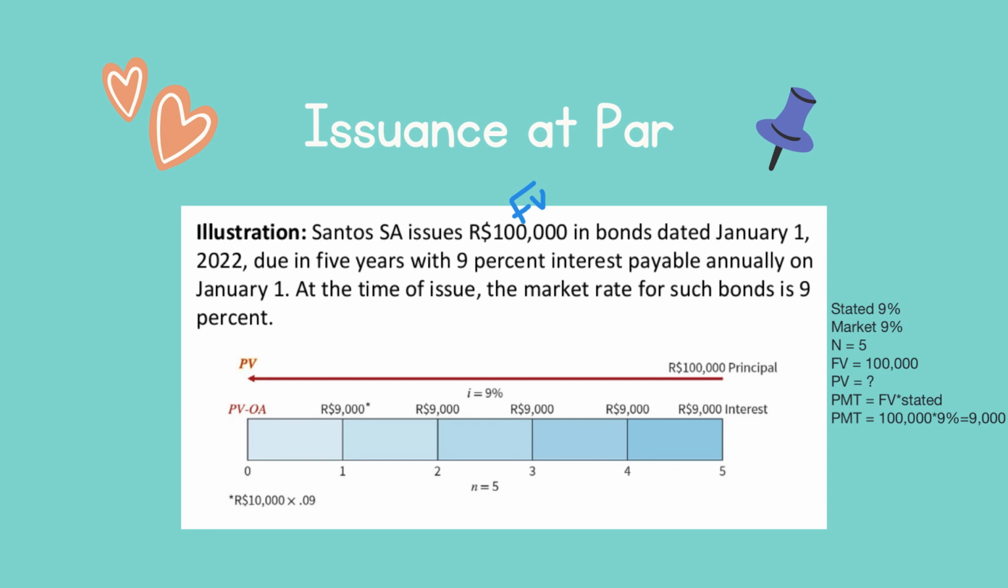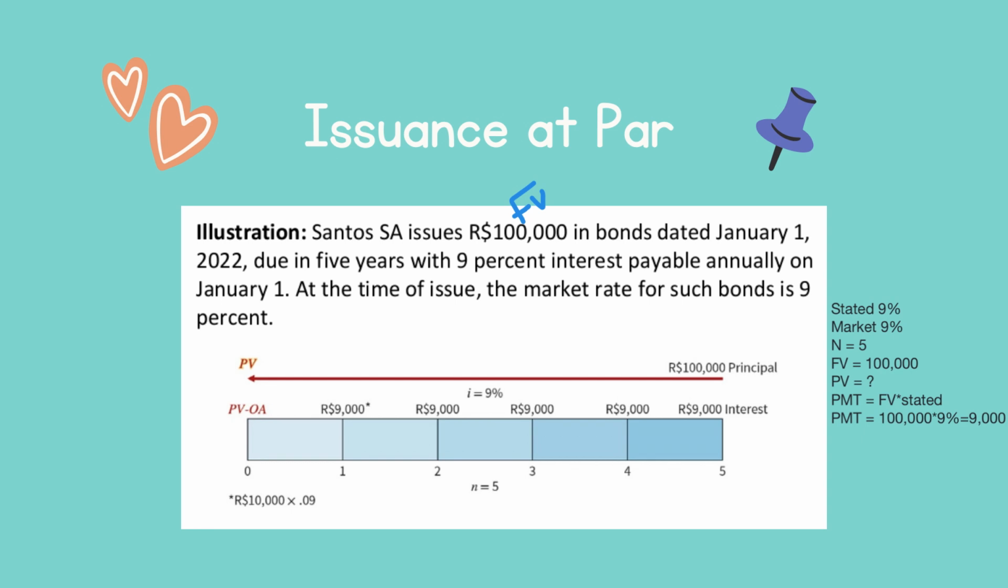Today I'm going to receive the present value, which is the selling price of the bonds. I'm going to pay 100,000, which is the face value, after 5 years. I'm going to pay it only once, while the payment I'm going to pay annually 5 times. So I'm going to pay it on January 1st 5 times, 9,000. So for present value, I need to find the value now for the 100,000 that I will pay after 5 years, and I need to find the present value for the payment, which is the 9,000, but I'm going to pay it 5 times.